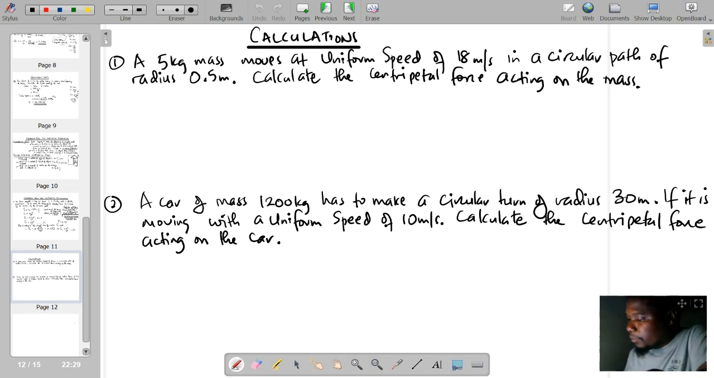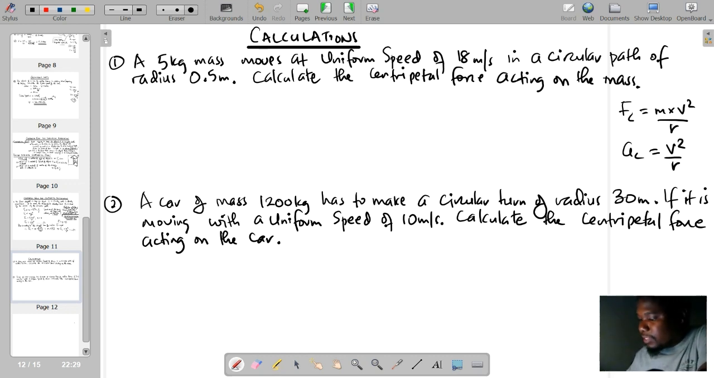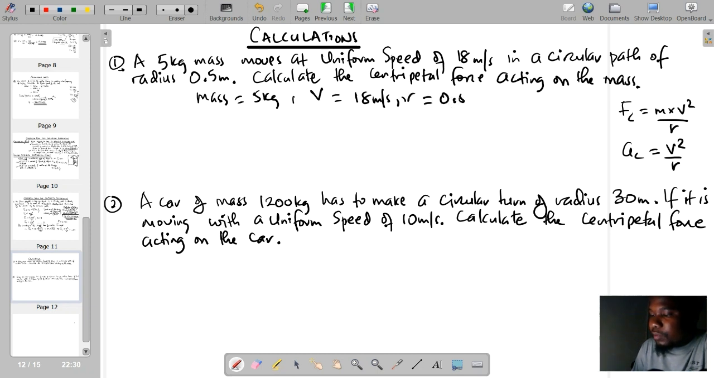Now first thing we need to remember is that centripetal force is equal to mass times v squared over r. Centripetal acceleration is v squared over r. So this is not many formulas, it's just two of them. Now they're telling us here that a 5 kg mass in the first example moves at uniform speed of 18 meters per second in a circular path of radius 0.5 meters. Then they're saying calculate the centripetal force acting on the mass. So we're given mass which is equal to 5 kg, the linear speed of 18 meters per second, and the radius as 0.5 meters.